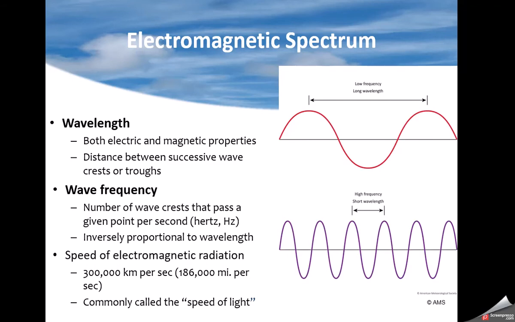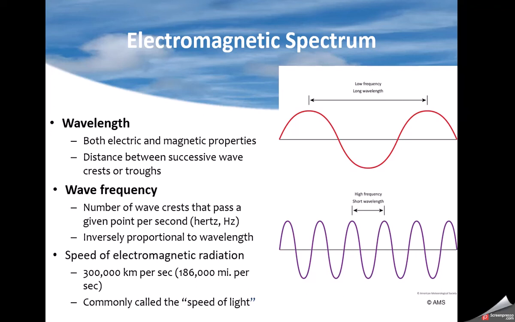Wavelengths go from one crest to the next crest of a wave. I like to think about it in an ocean. The waves coming in at you, you get one high wave, then it goes down, then it goes back up to the next higher wave. That distance between the two crests is a wavelength.